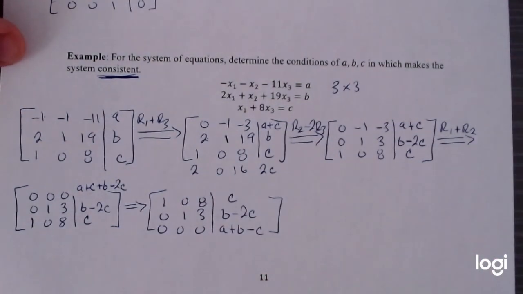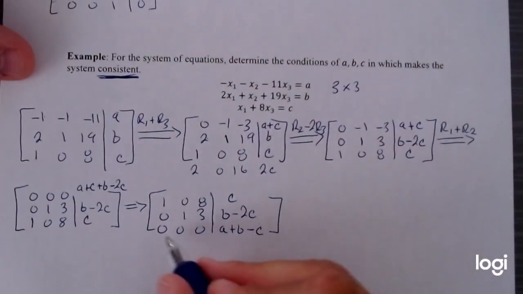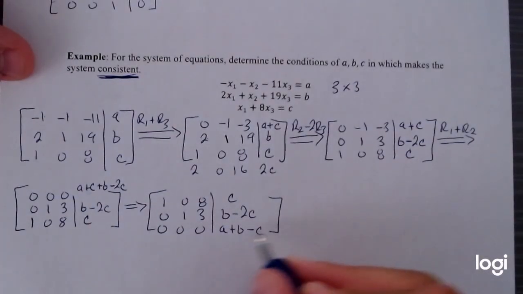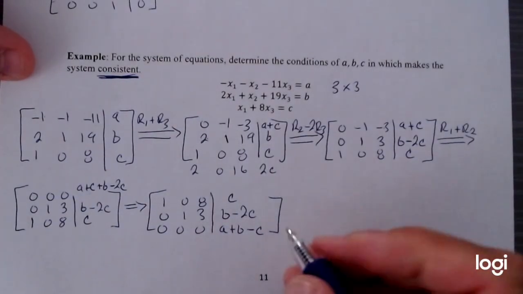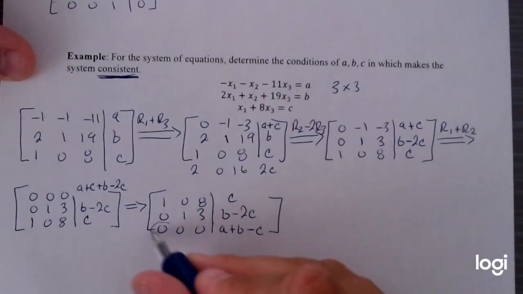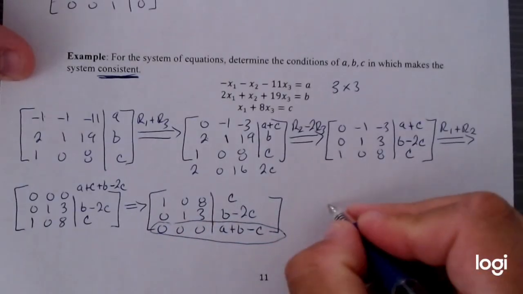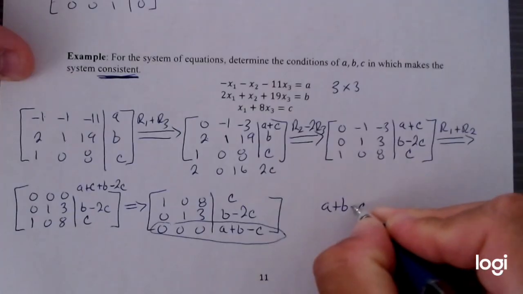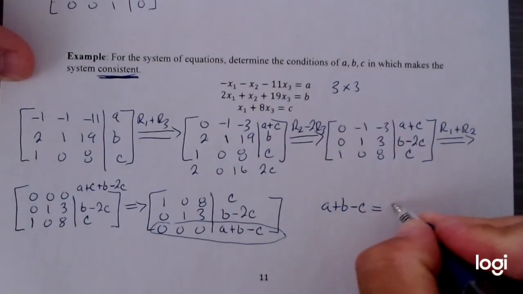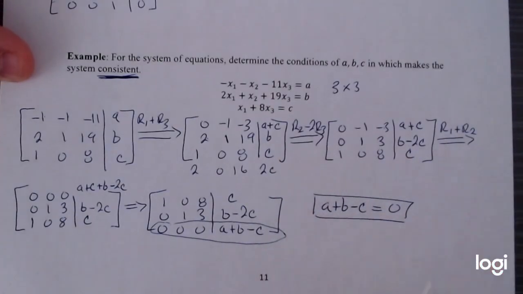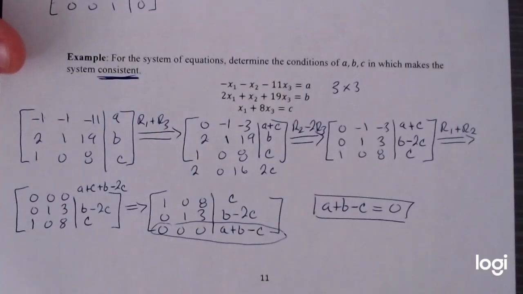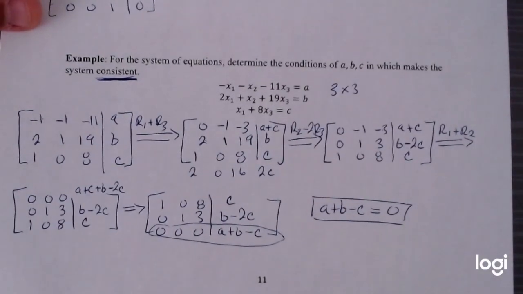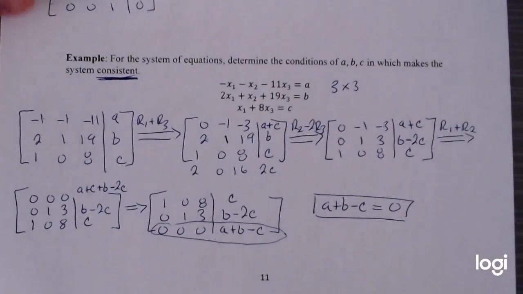Now remember, if I want this to be consistent, that means I can't have this being a number, right? That means it's no solution. So what this represents is this entire bottom row must be zeros. So that means we must have the condition that this sum and subtraction must equal 0. And that's our condition. So those are the conditions on A, B, and C that must be true to make this consistent.